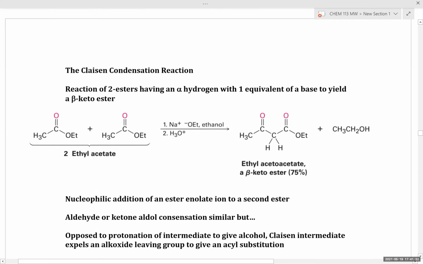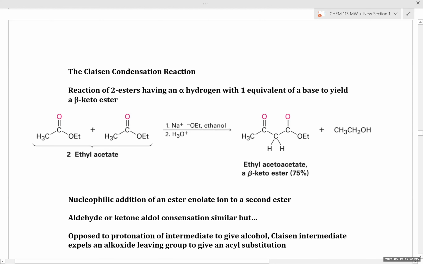So now what we're going to talk about is a relative of the Aldol reaction. This is another carbonyl condensation reaction, this time involving esters. This is known as the Claisen Condensation reaction. It's the reaction of two esters having an alpha hydrogen with one equivalent of base to yield a beta ketoester. So we are in effect forming the following carbon-carbon bond with the loss of ethoxide. This is a wonderful method to prepare beta ketoesters.